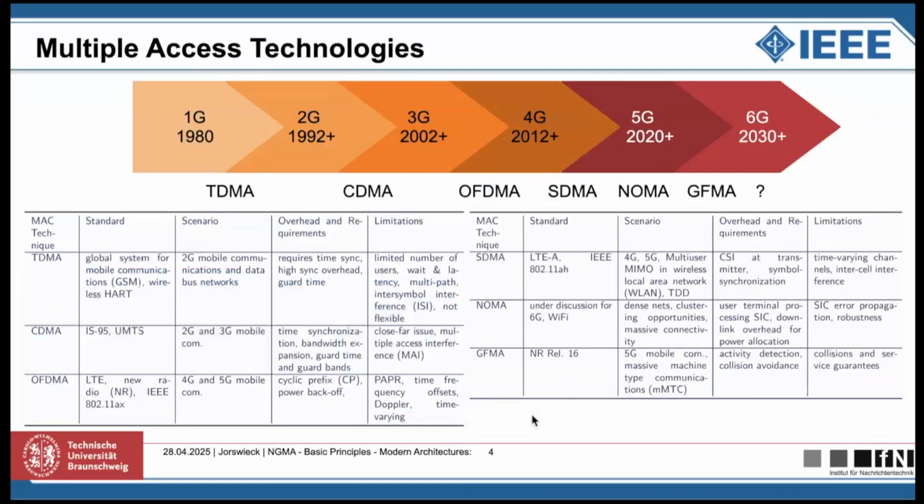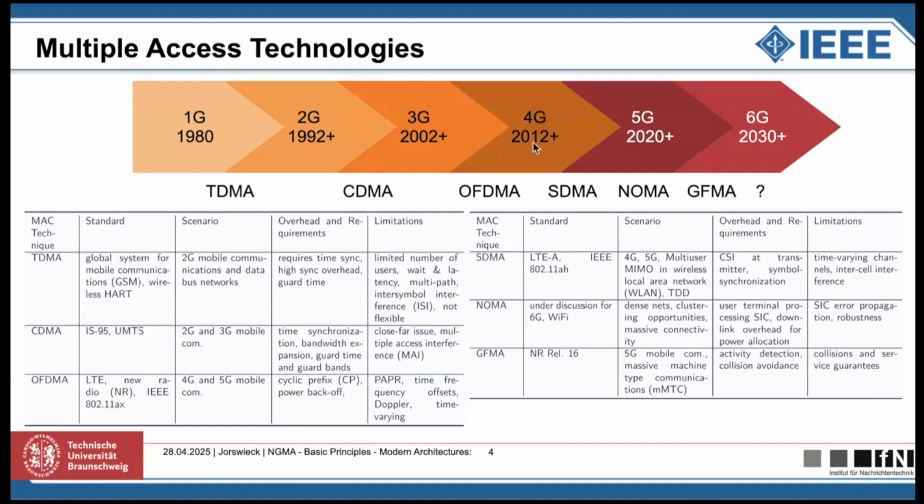If we take a look at multiple access technologies in history, we can see that the first and second generation mainly applied a technique called time division multiple access, so the users were served in orthogonal resource blocks in time. Then with the third generation, code division multiple access was introduced, a technique where the users can be either separated in an orthogonal way by orthogonal code sequences, or they can also have correlation and create interference.